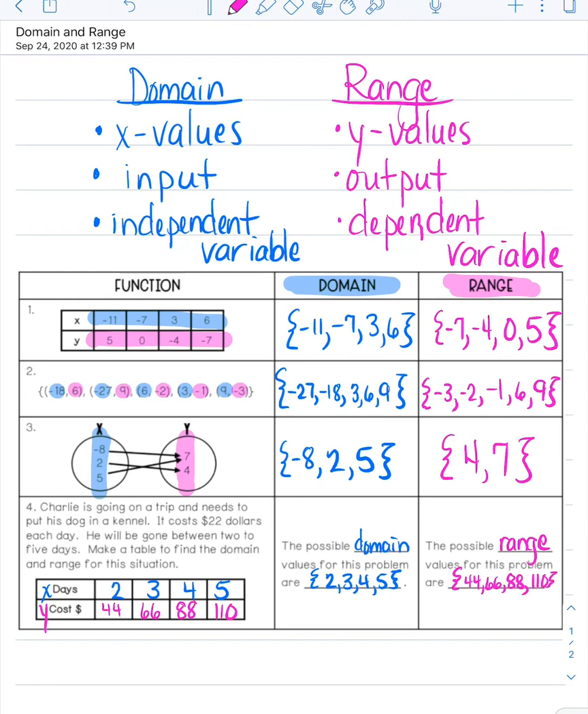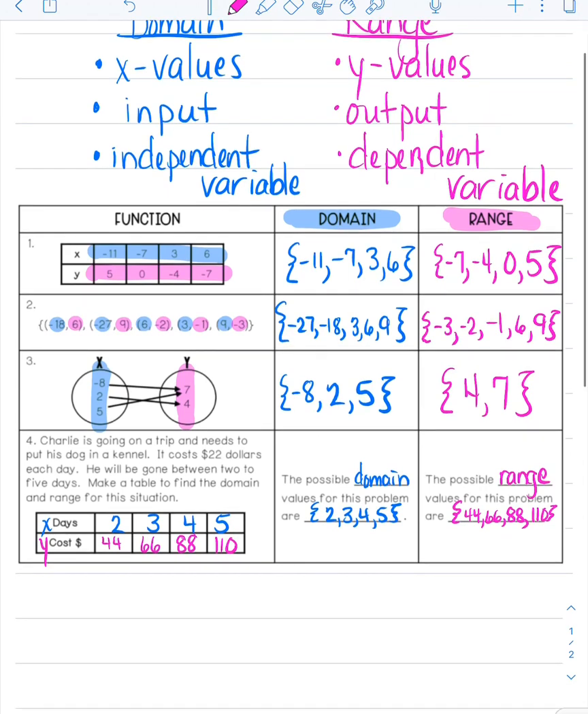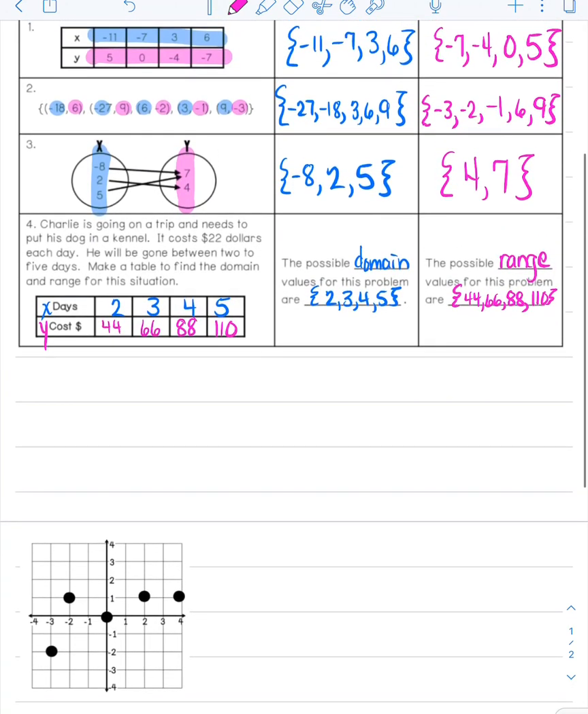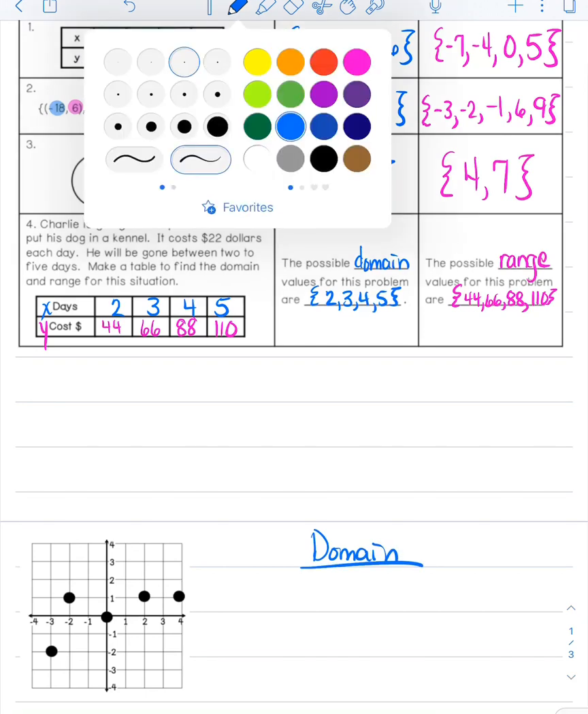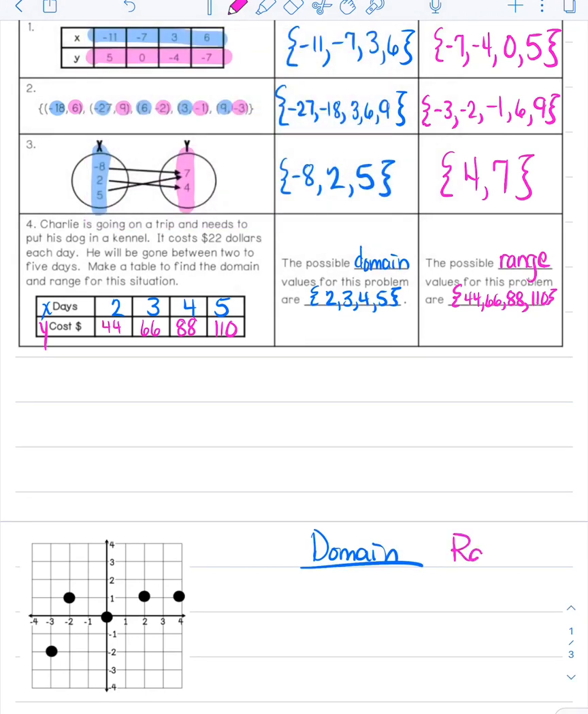So now let's take a look at how we would do this with graphs. So first let's look at this first graph, and let's actually label domain and range.